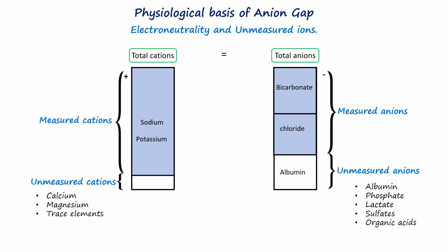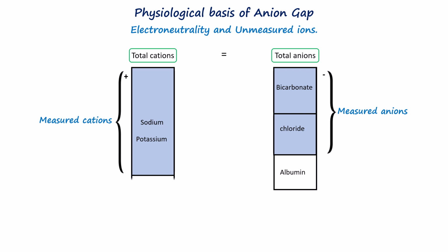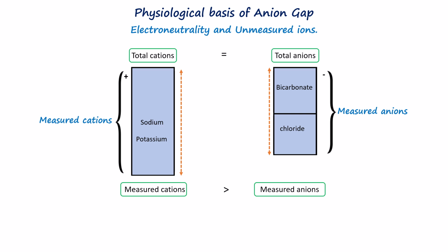So the electrical neutrality in the plasma is the result of balance between all the anions and cations, whether measured or unmeasured. But if you exclude all the unmeasured ions, the concentration of cations exceeds anions because albumin, a major contributor to anion concentration, is excluded. The exclusion of cations, however, does not make much difference as it is in significantly low concentration compared to the measured portion. As a result, there is a difference or a gap of about 12 to 16 millimole per liter between the concentration of cation and anion.